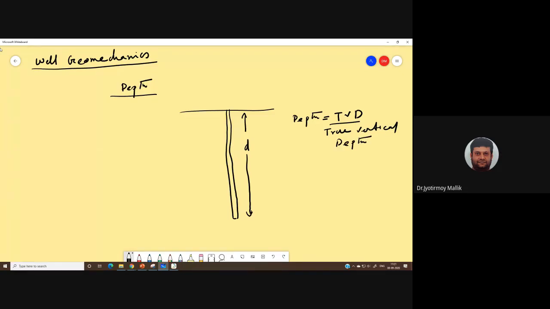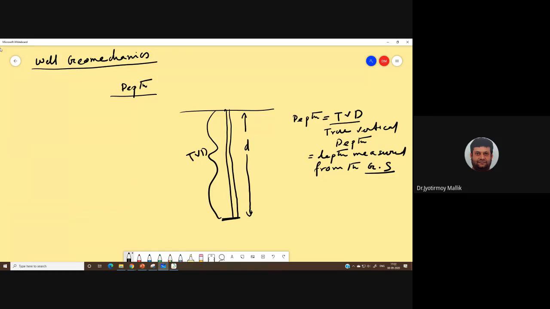So true vertical depth is nothing but the depth measured from the ground surface. Okay, so I mean exactly the ground surface wherever the drilling is being done. If I measure the depth of any point, that depth I will call TVD, or true vertical depth.